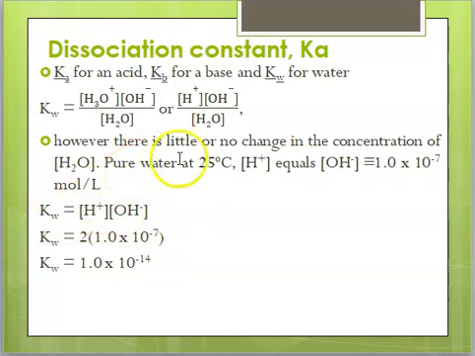But in pure water at 25 degrees Celsius, the concentration of hydrogen ions and OH ions is 1 times 10 power negative 7 mole per liter. And of course, Kw forms this. Since they are the same, you must multiply them.